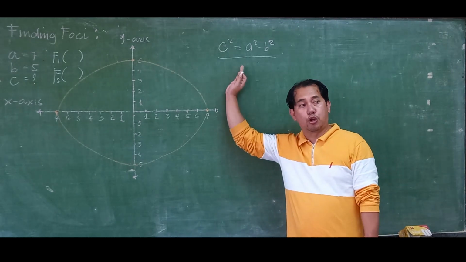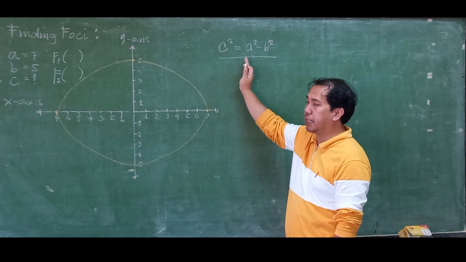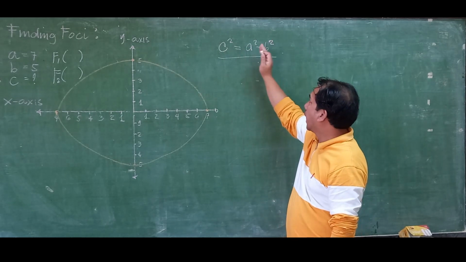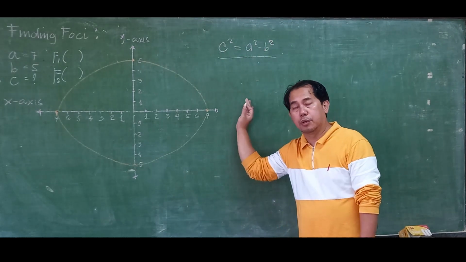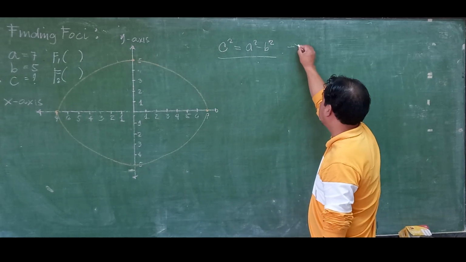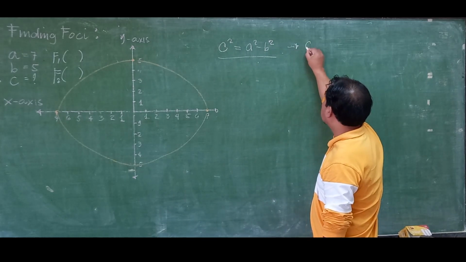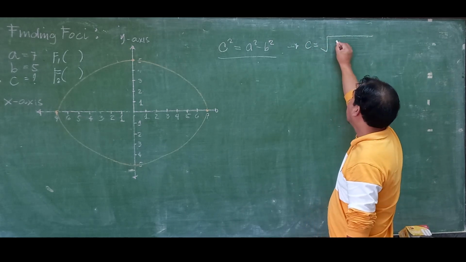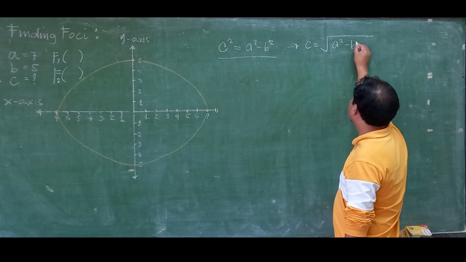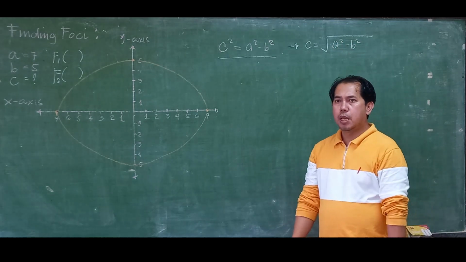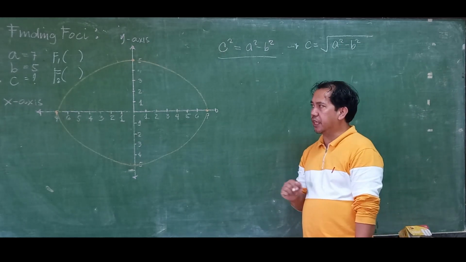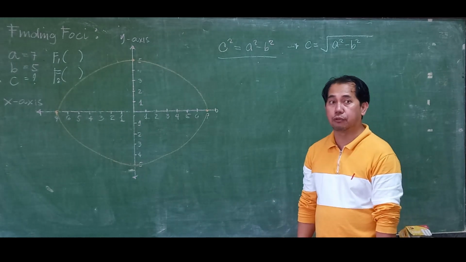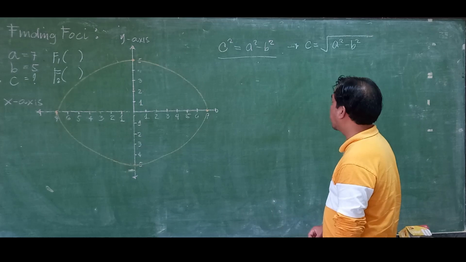Now, notice that when we are going to have the value of C, we make use of this working equation. So our working equation for C is coming from this one. C squared is equal to A squared minus B squared, or C is equal to the square root of A squared minus B squared. Meaning, to look for C is to look for the accurate location of the foci.